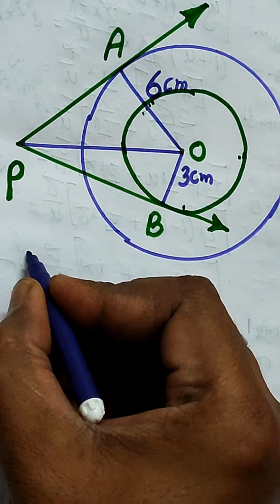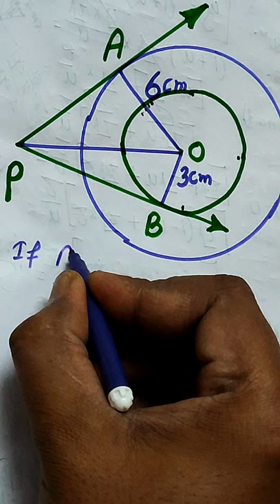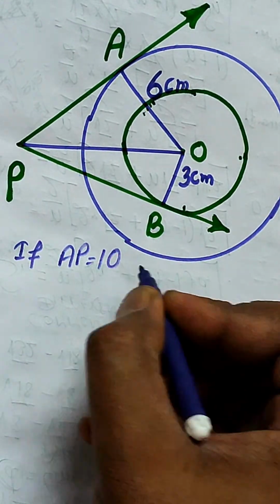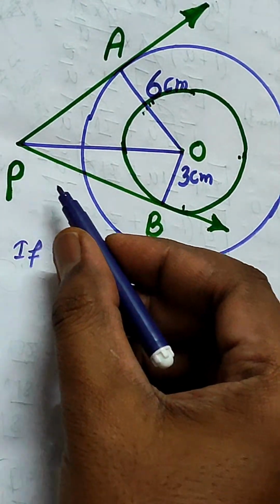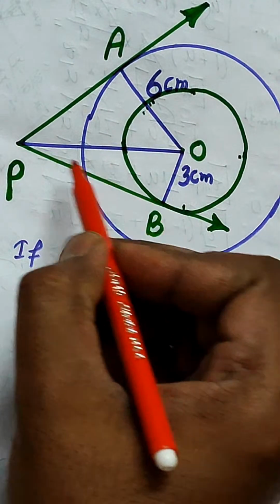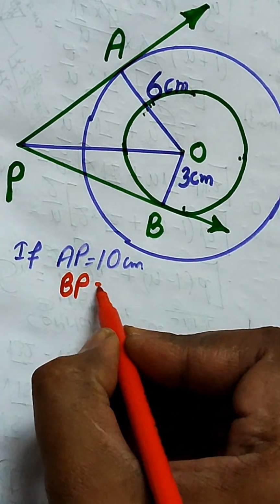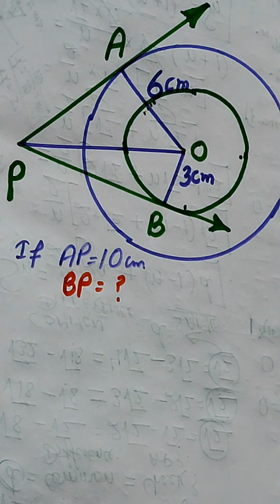that means it's given that AP is equal to 10. Then we need to find the length of BP. This is the length of BP, B to P. Then we need to find the length of BP. This is the question as given to you.